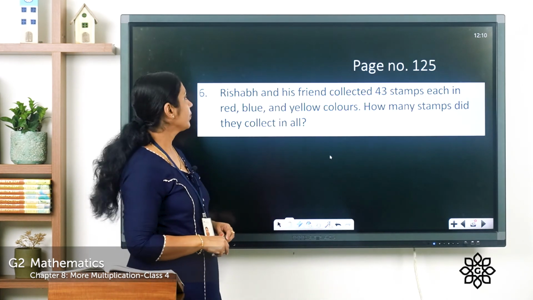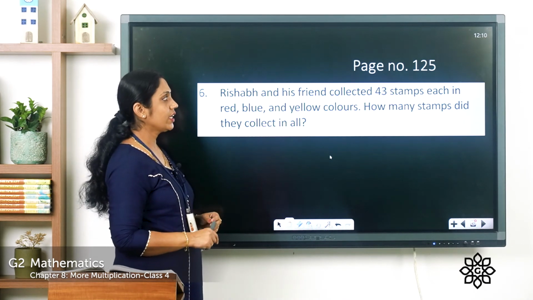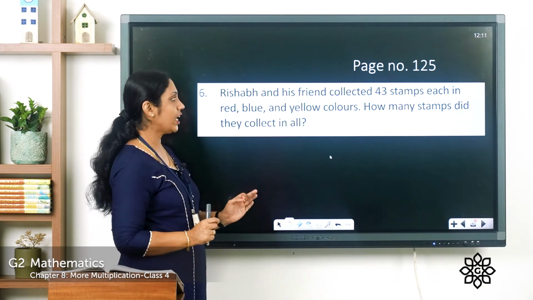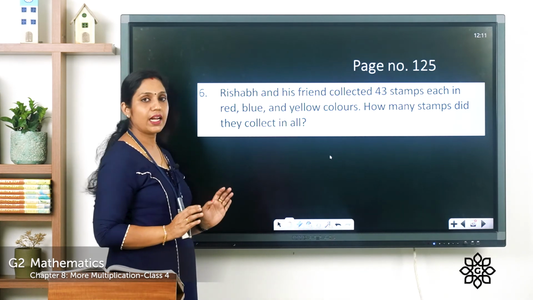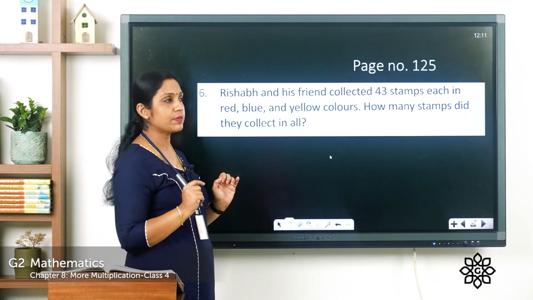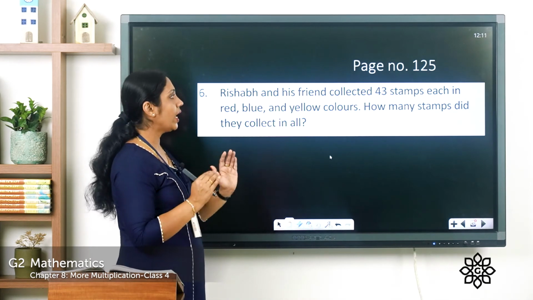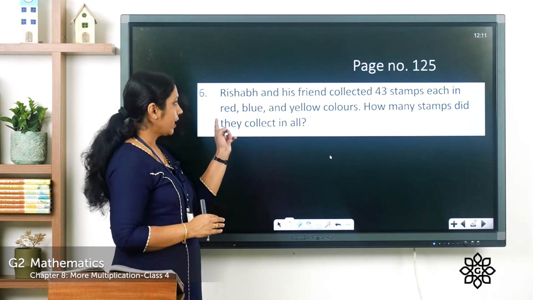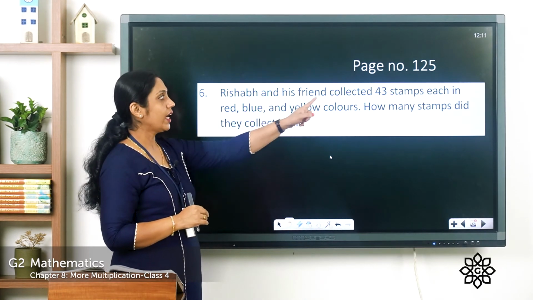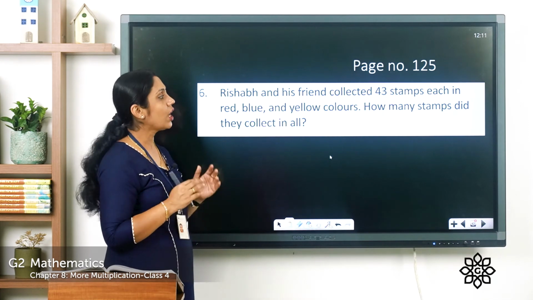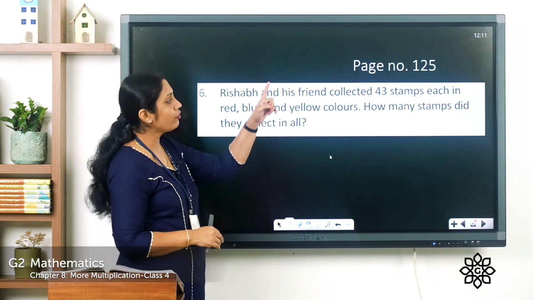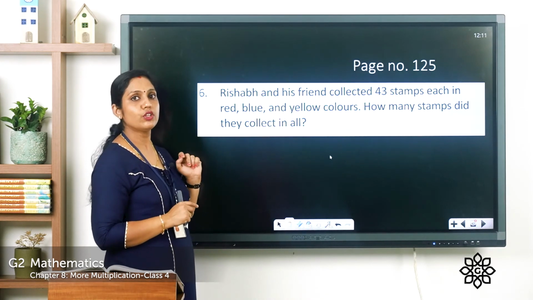The next question. Rishabh and his friend collected 43 stamps, each in red, blue and yellow colors. How many stamps did they collect in all? So what is the question? Rishabh and his friends collected 43 stamps, each in red, blue and yellow colors. So they collected red stamps, blue stamps and yellow stamps. And in each color, they collected 43 stamps. So how can we find out the total number of stamps that they are having? You have to multiply 43 into 3 to find out the answer.